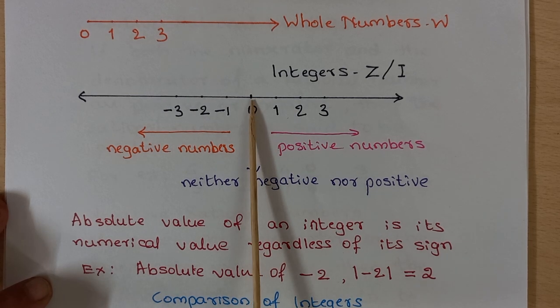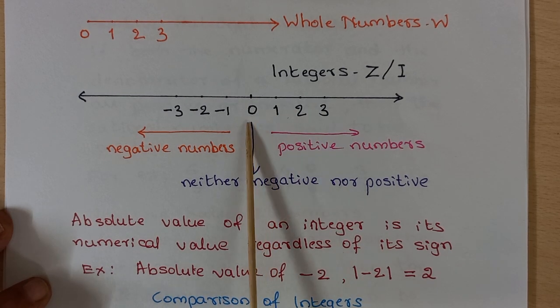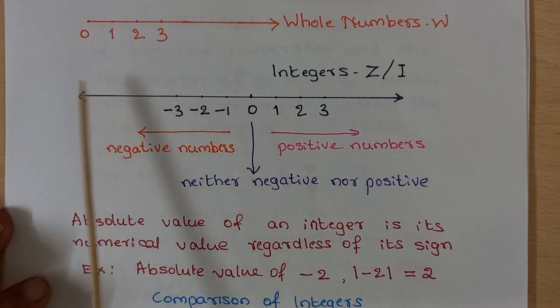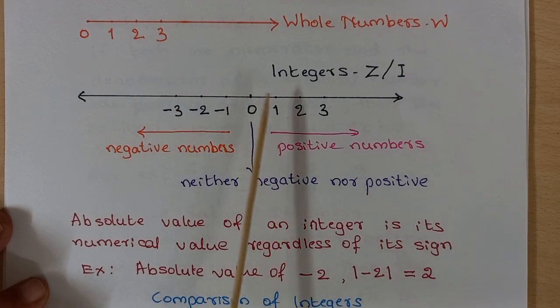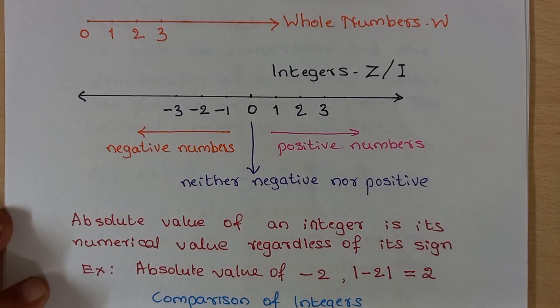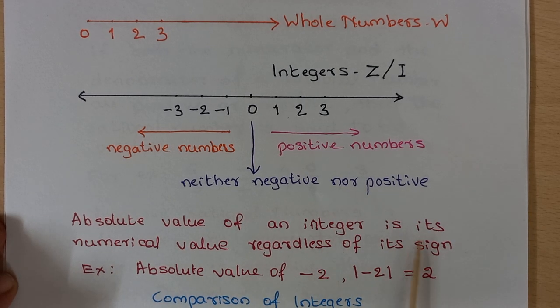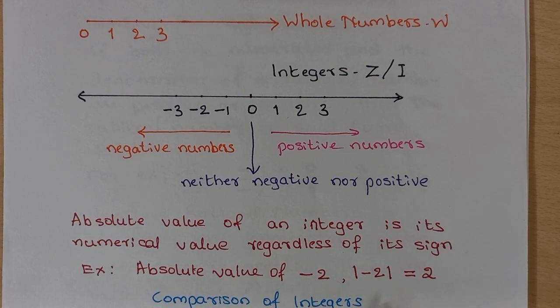This point is denoted as 0. We can represent 0 on one point on the number line, where this number line is infinitely extended towards right and towards left. When it is extended towards right, we get positive numbers. When it is extended towards left, we get negative numbers. And 0 is neither negative nor positive. And absolute value of an integer is its numerical value regardless of its sign. For example, absolute value of -2 is 2.